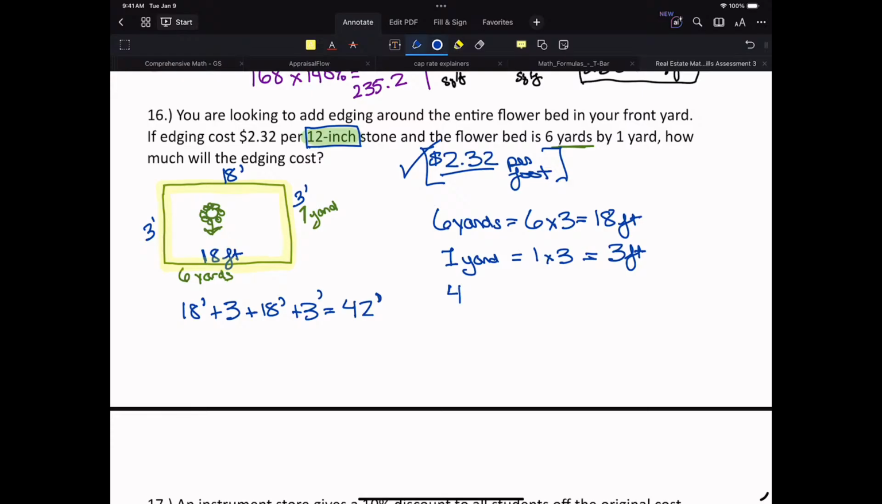So if it's 42 feet and it's $2.32 per foot, then that means our answer is going to be $97.44 just for the edging.